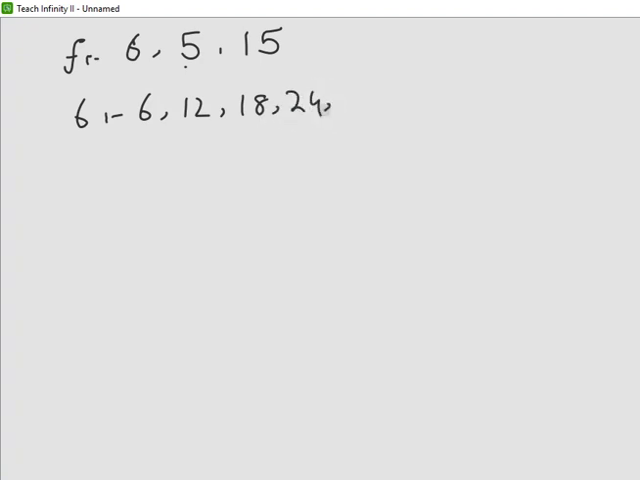Okay, we have the next question, that is question number F. The question is 6, 5 and 15. We have to find the multiples of 6, that are 6, 12, 18, 24, 30, 36, 42, 48, 54 and 60.